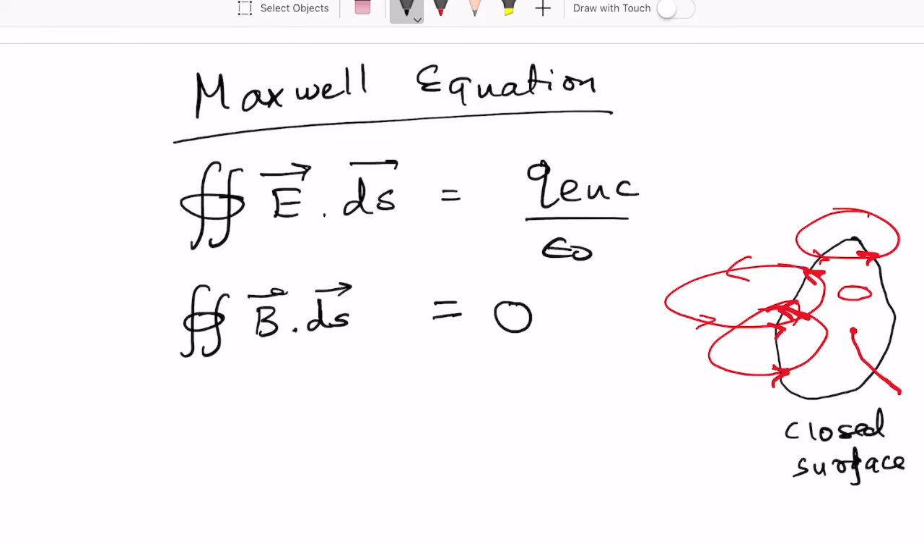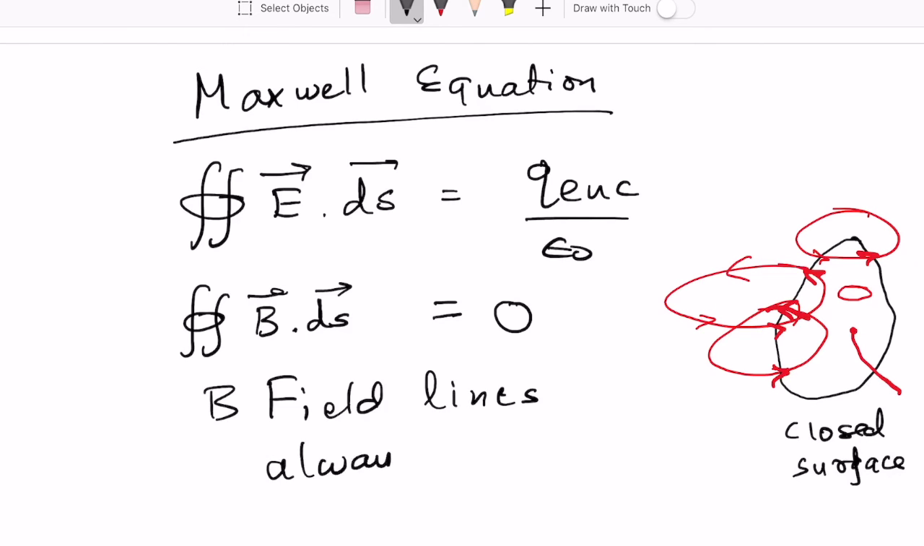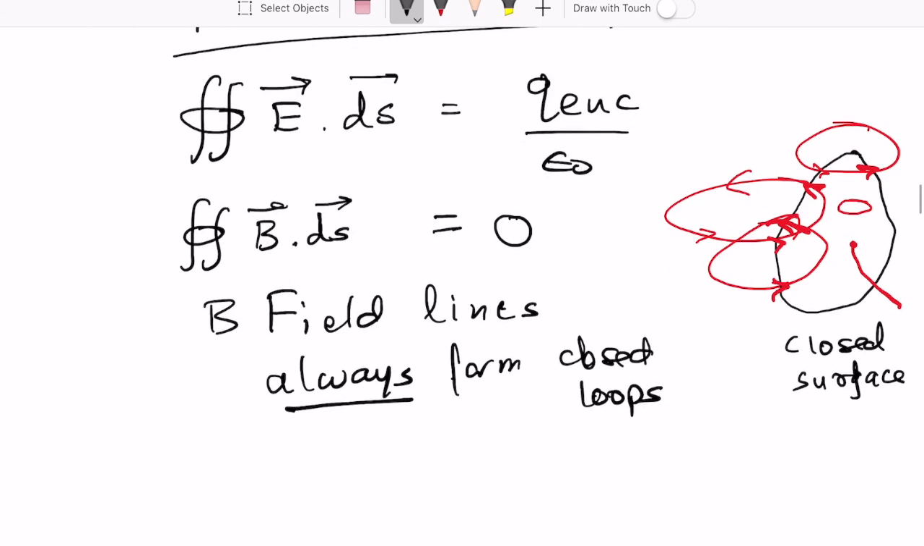So this is very, very important, and I'll just write this down. The significance of this is there are no... I'll write this one first. Magnetic field lines always form closed loops. And this is because of the experimental fact that there are no magnetic monopoles.